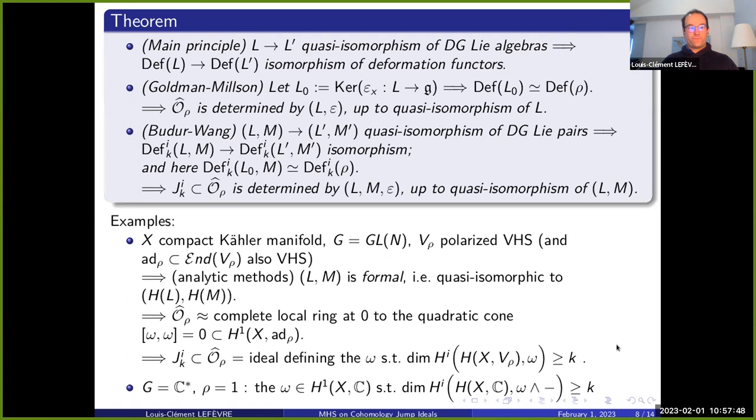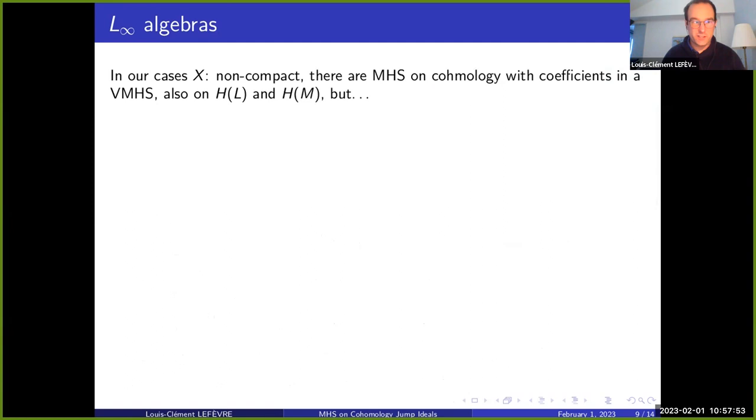But in the case we are instead interested in, the variety X is non-compact. And you can indeed construct mixed structures on the cohomology with coefficients in the local system that are variations of mixed structures. So the things denoted by L and M will carry mixed structures on their cohomology. That's why I want to use this to put mixed structures on the jump ideals. But the problem here is that A will not be formal. It's plainly infinite dimensional in each degree. So I cannot so easily compute the differential functor from L, because it's just an abstract differential functor, and I cannot easily reduce it to finite dimension.